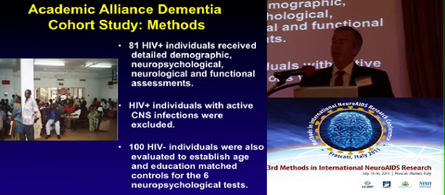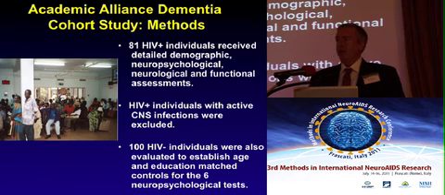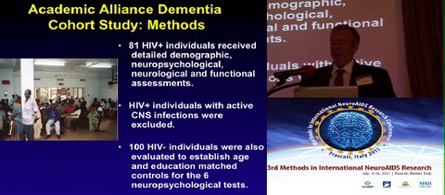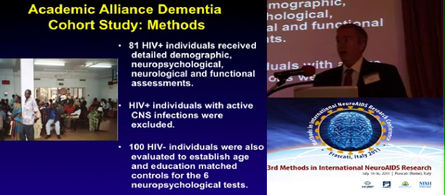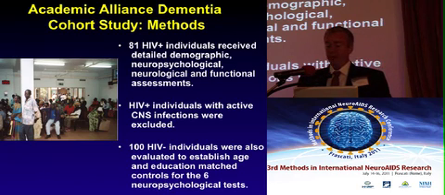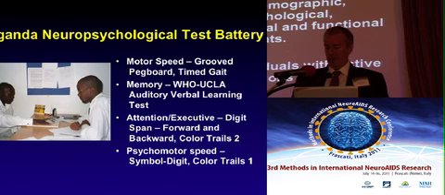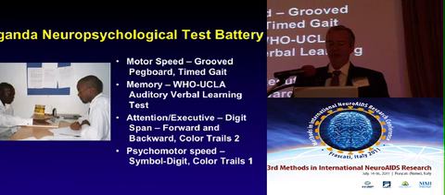So we were recruiting 81 HIV-positive individuals into this study. They received detailed demographic, neuropsychological, neurological, and functional assessments. We excluded anyone that had a CNS opportunistic infection. And we also recruited 100 HIV-negative individuals in order to get age and education matched normative data for the neuropsychological tests of our battery. And that battery is listed here.